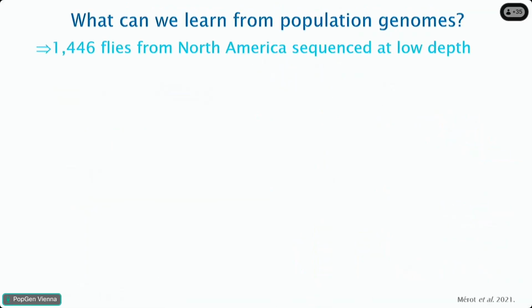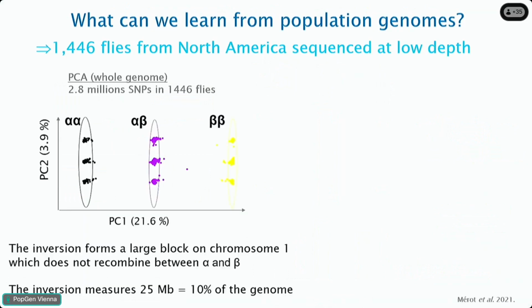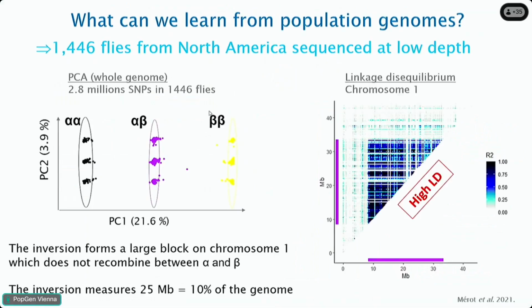Then we looked at these data sets with a lot of genomes sequenced at low depth, about 1,500 flies. The very first thing you can see when you do a principal component analysis is how much this inversion is driving genetic variation. It's restructuring the population. It's no surprise, because this region has very strong linkage disequilibrium. We could see where it is in the genome, and it represents 10% of the genome, so it's really huge.